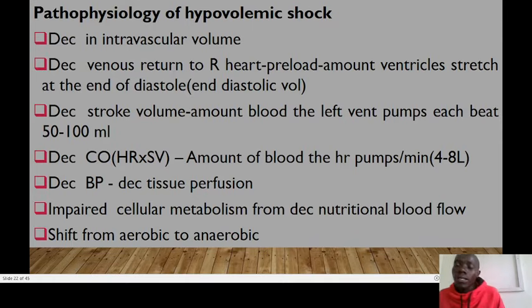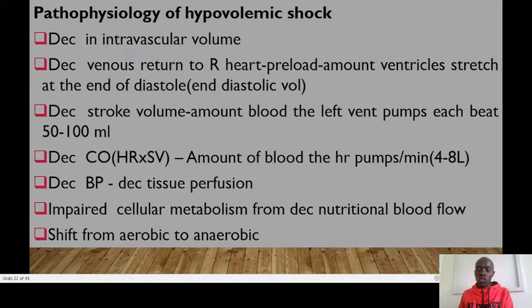So what's the pathophysiology? Remember, we have a decrease in intravascular volume. This decreased venous return to the right heart, or the right ventricle, will lead to decreased preload. This is the amount the ventricles are able to stretch at the end of diastole.